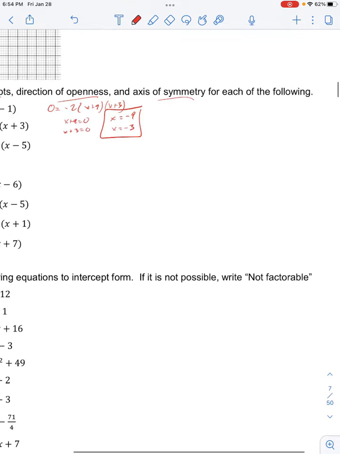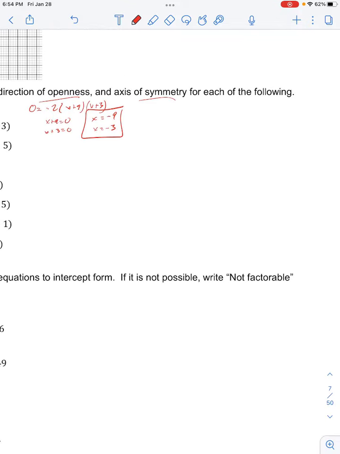We know the axis of symmetry occurs directly in between these two x-intercepts. So if we take the average of them, the axis would be the average, so negative 9 plus negative 3 over 2. So that'll give us negative 12 over 2, which is negative 6. So our axis of symmetry is at x equals negative 6.